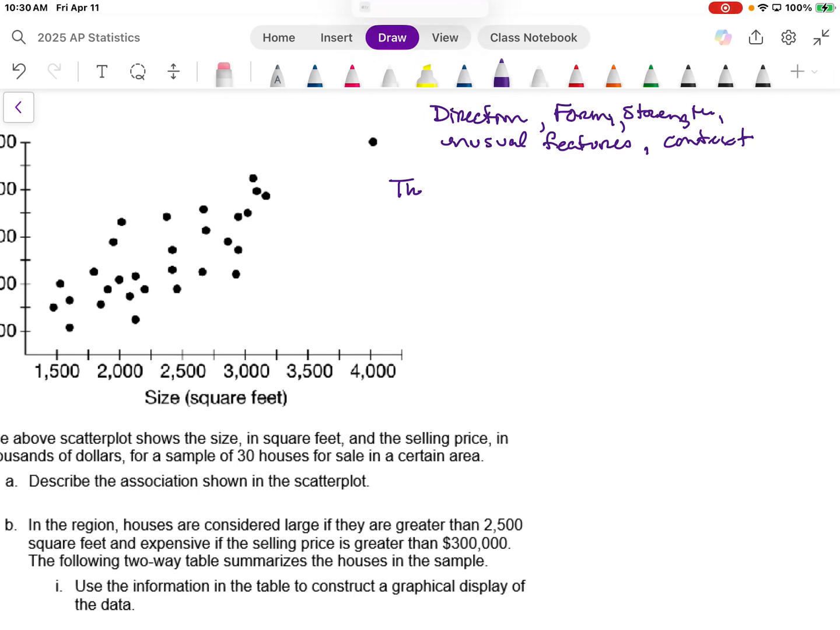Part A, here's one way you can say it. There is a strong positive linear association between size and selling price.